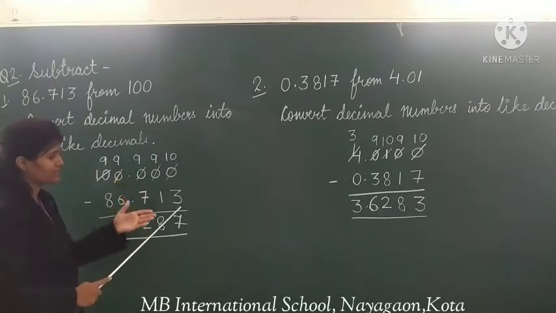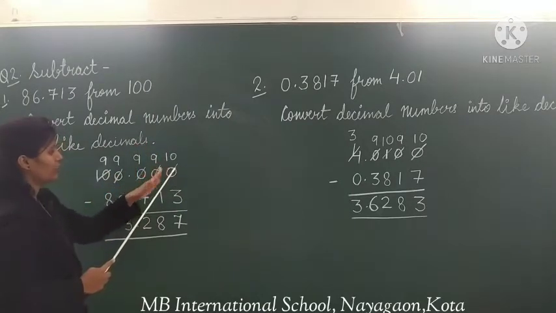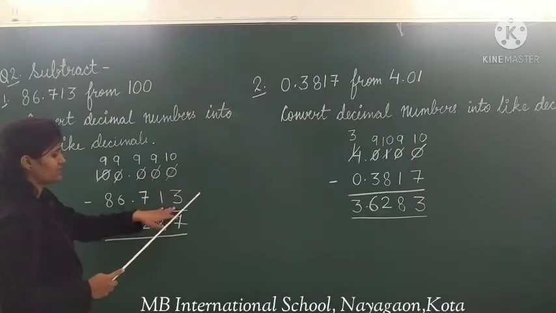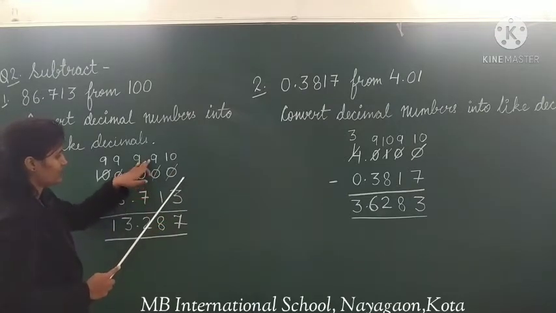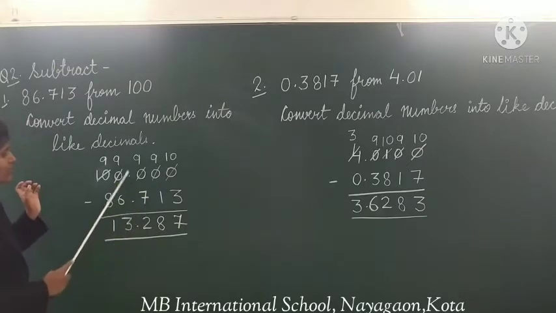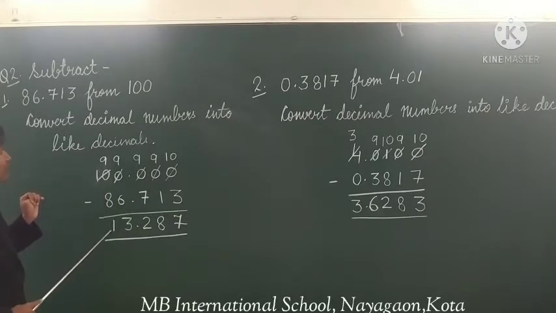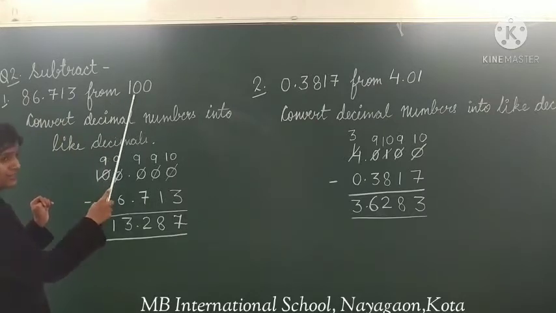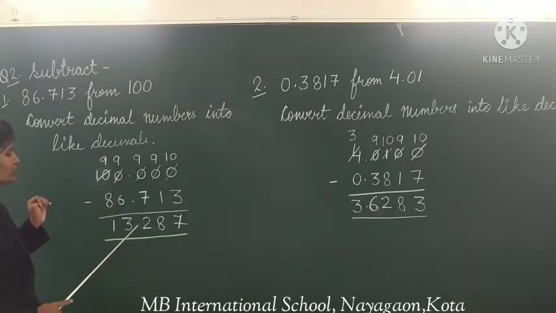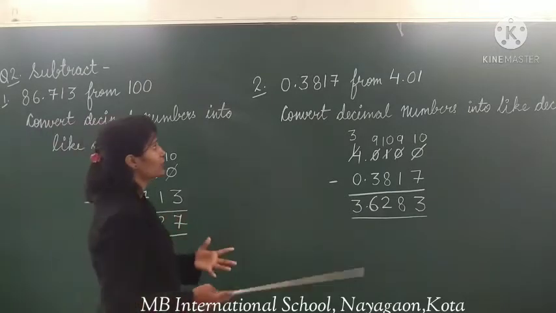Here is 0 and here is 3. You cannot subtract 3 from 0. So borrow 1 from this. Now 10 minus 3 is 7. Here it goes 9. 9 minus 1 is 8. Here it goes 9. 9 minus 7 is 2. Then put the decimal. Then 9 minus 6 it's 3. And 9 minus 8 is 1. So when we subtract 86.713 from 100, we got 13.287 as our answer.